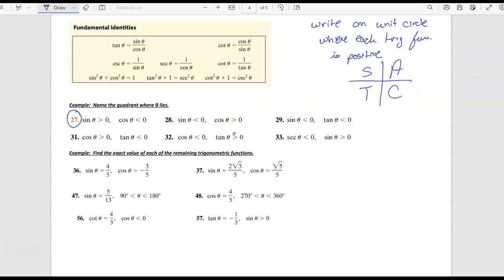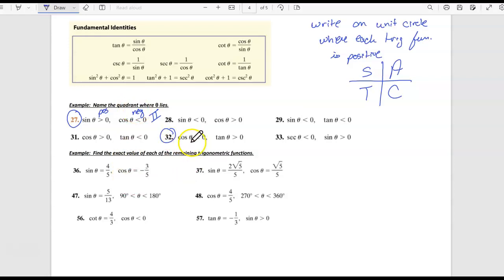27. We want to know where sine is going to be positive. That's what it means to be greater than 0. And cosine is going to be negative. So if we think about ASTC, sine is going to be positive, cosine is going to be negative. That's going to happen in quadrant 2. Can't happen in 1 because in 1, every single one of them is going to be positive. So it doesn't meet that restriction. So you got to think about, where does this thing live?